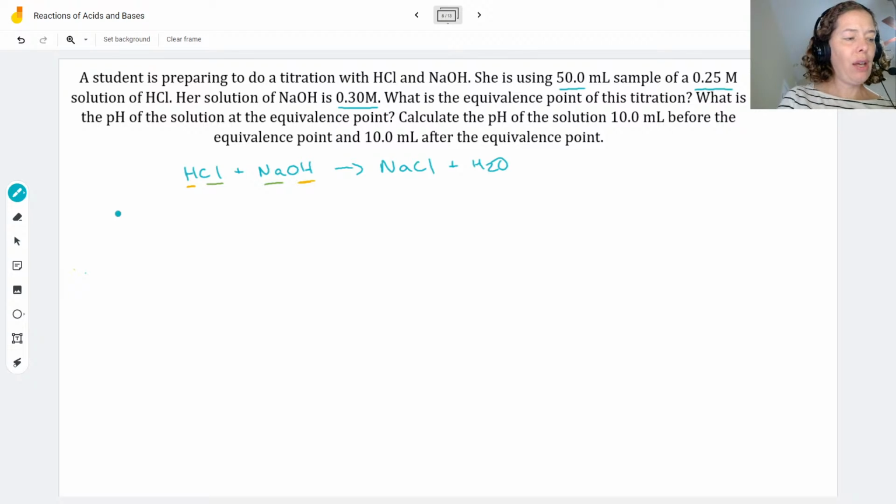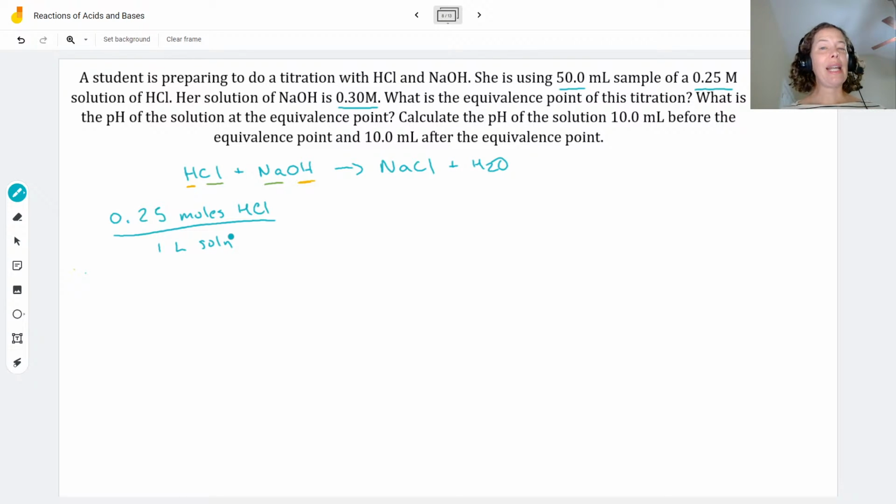So we have 0.25 molar. I am going to write this just to show a slightly different way. Remember, molarity is moles over liters of solution. So a 0.25 molar solution is 0.25 moles of hydrochloric acid over 1 liter of solution. What's nice about writing it like this is it can then be used as a conversion factor. So you don't have to write it with moles on top and liters on the bottom. If you use it as a conversion factor, you can actually flip it.